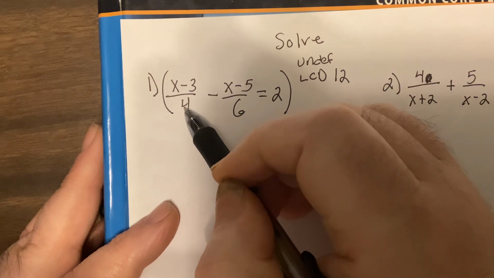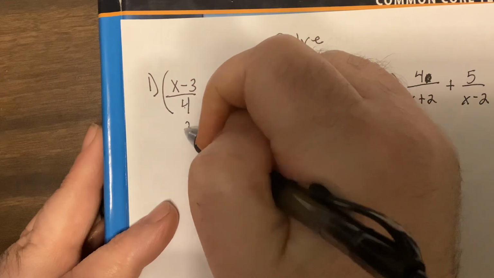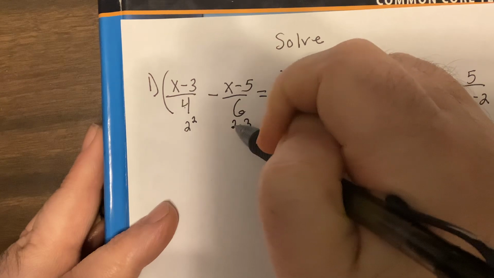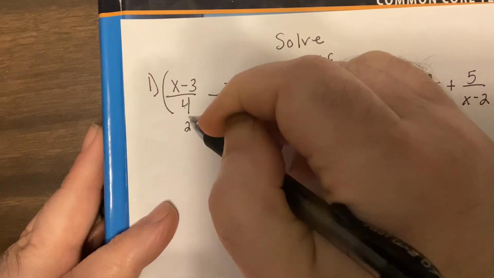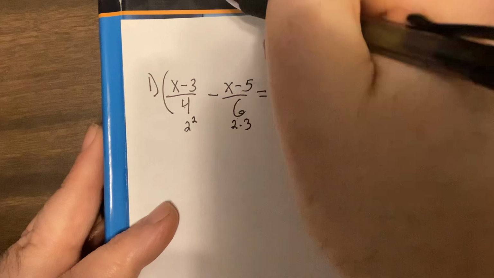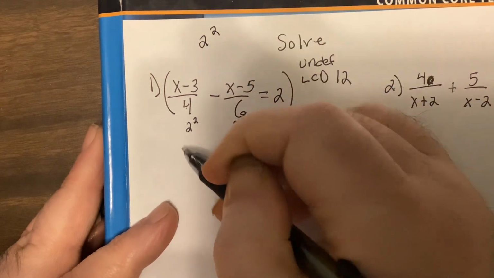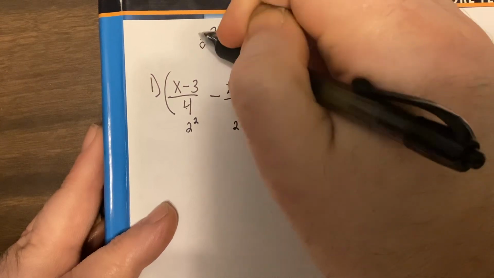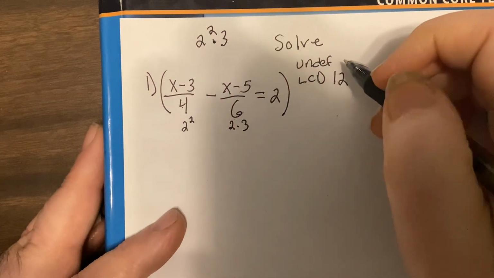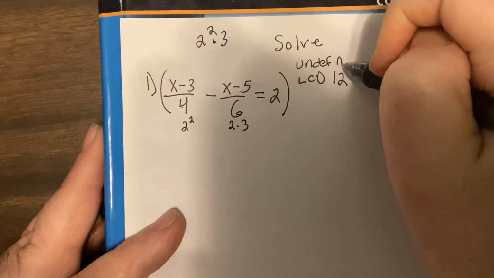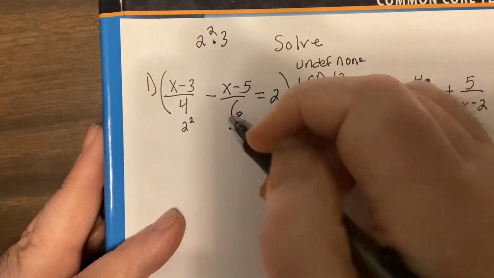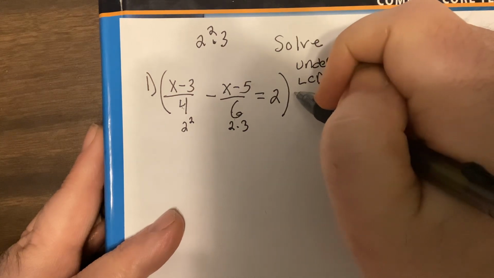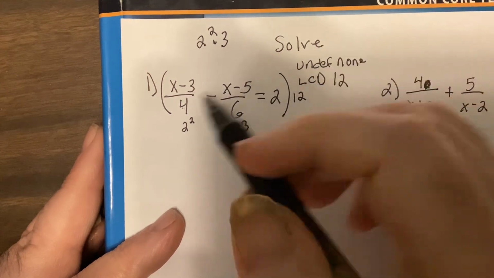So 4 is 2 squared, 2 times 2. 6 is 2 times 3. The highest power you have for 2 is 2. You have 1 2 here, 2 2s there, so you need 2. You have no 3 here, you have 1 3, so I need the 1 3. That's the most. 4 times 3 is 12. Undefined, none. There's no variables in the denominator, so there's no undefined. So I'm going to multiply everything by 12.